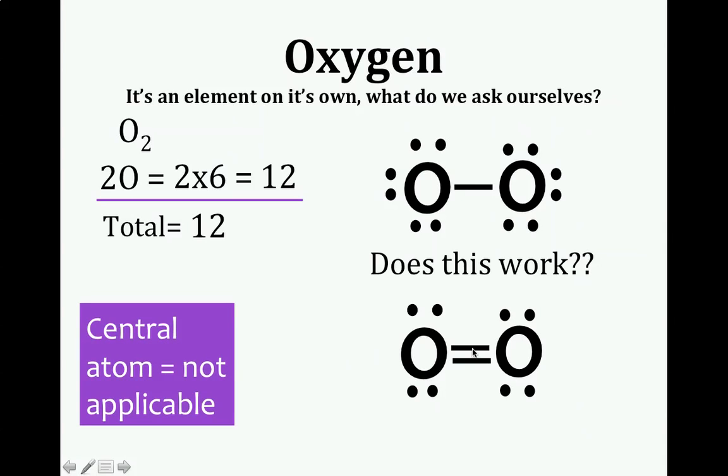double bond. So instead of sharing 2 electrons, I'm going to be sharing 4 electrons between them. And so I have, for each one, an octet check. 1, 2, 3, 4, 5, 6, 7, 8. That meets my octet. 1, 2, 3, 4, 5, 6, 7, 8. That meets my octet. And then let's see if I have 12 overall now. 2, 4, 6, 8, 10, 12. Sure enough, I do. So oxygen, O2, is not singly bonded, it's doubly bonded.